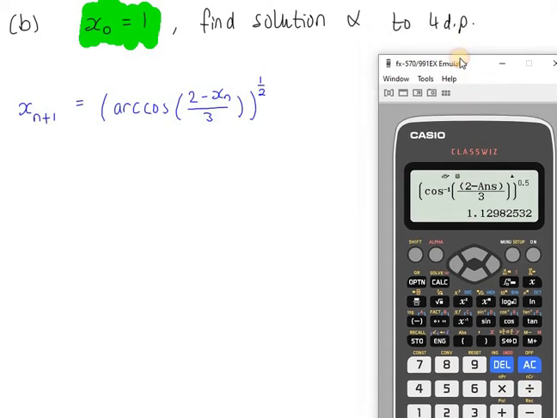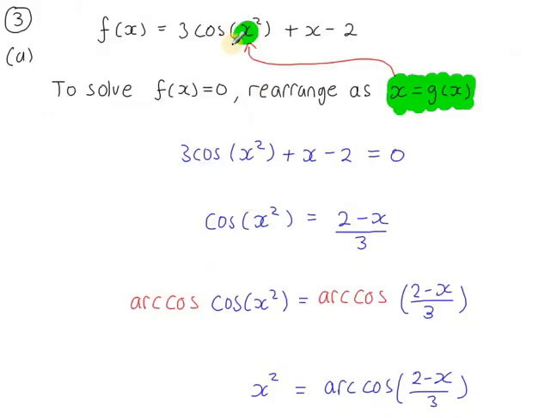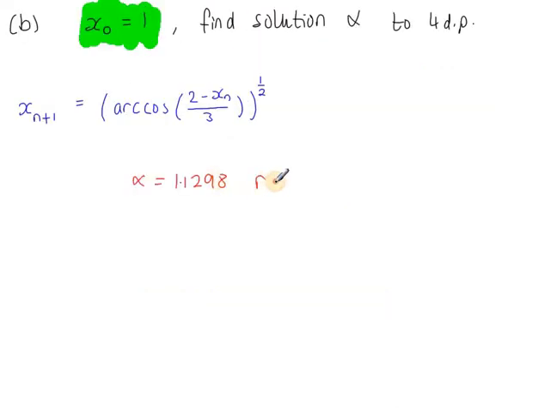x6, to 4 decimal places. So we've got 1, 2, 3, 4. The 5th decimal place is now stable, which means we can round down. So the answer will be 1.1298, and x is an angle, so this is in radians.